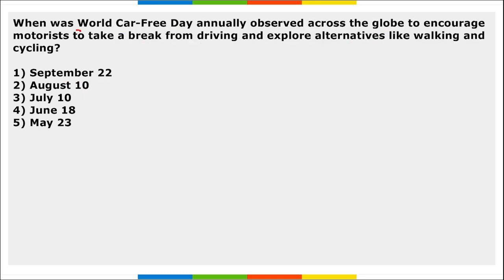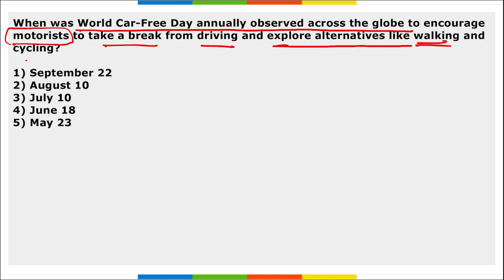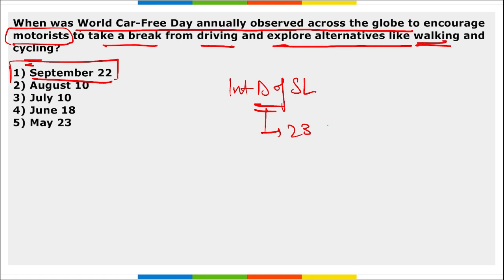Next, when was World Car Free Day, annually observed across the globe to encourage motorists to take a break from driving and explore the alternatives like walking and cycling? So, it is World Car Free Day observed on 22nd of September. Apart from this, do remember International Day of Sign Languages. It is observed on 23rd of September, and it creates awareness about sign languages for the visually impaired, for sign languages for the hearing impaired people.